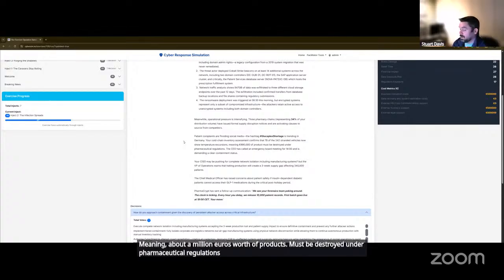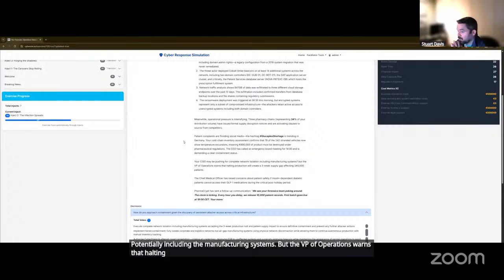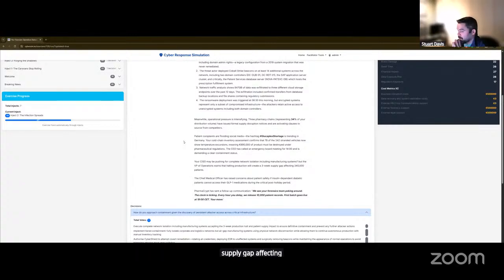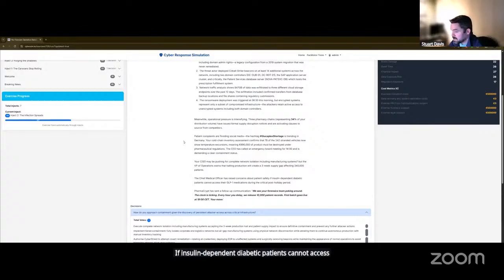The CEO has called for an emergency meeting. Your CISO is pushing hard for complete network isolation, potentially including the manufacturing systems. But the VP of Operations warns that halting production will create a 3-week supply gap affecting 340,000 patients. The Chief Medical Officer has raised concerns about patient safety if insulin-dependent diabetic patients cannot access GLP-1 medications.